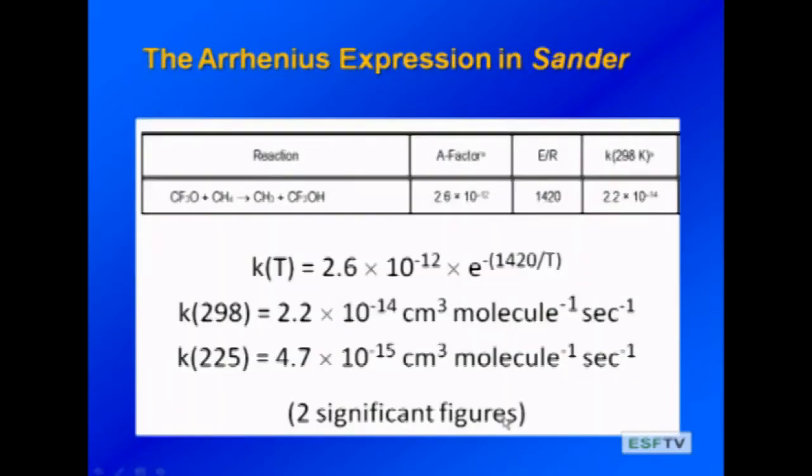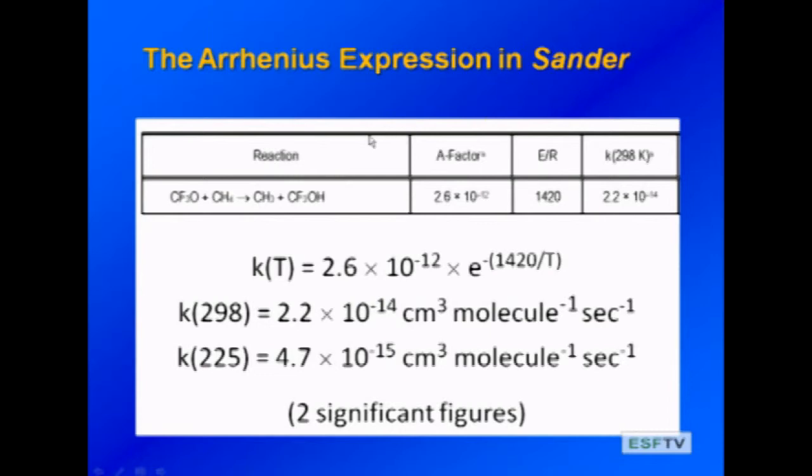So let's look at one section of this reference source. I call it Sander for short because Stanley P. Sander is the first of several authors. Its official name is JPL Data Evaluation 10-6, which is why we call it Sander.